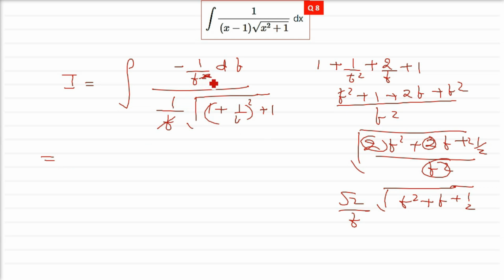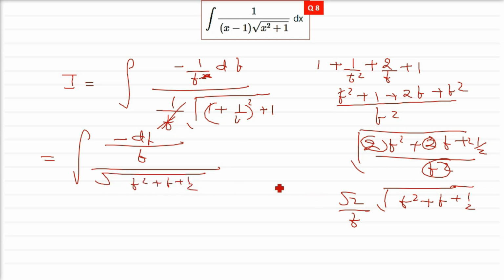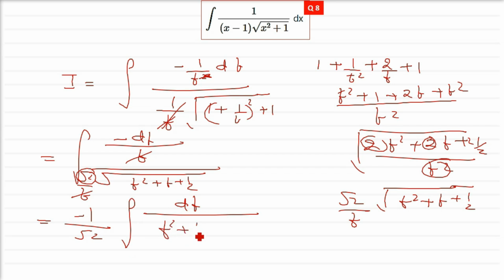This 1t will get cancelled from here. Under root 2 by t, 1 more t will get cancelled. So minus dt by t is still remaining because 1 by t we have just cancelled. This under root has become t square plus t plus half. The front thing is under root by t, t gets cancelled. So this root 2 and negative sign you can bring in front. So minus 1 by root 2 we have brought in front. dt divided by under root t square plus t plus half has come.